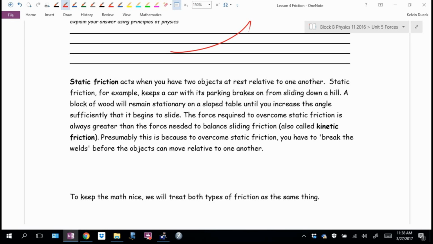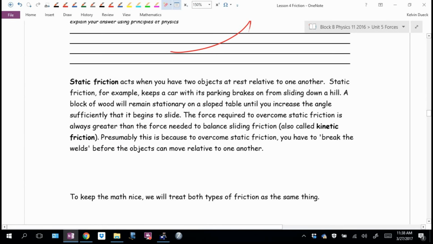A block of wood will remain stationary on a ramp, but as you increase the ramp, making it steeper and steeper, eventually the block of wood will start to slide, and that moment is when static friction turns into kinetic friction, sliding friction. Sliding friction is always a little bit less. We think this is because you kind of have to break the welds or break the molecular bonds.